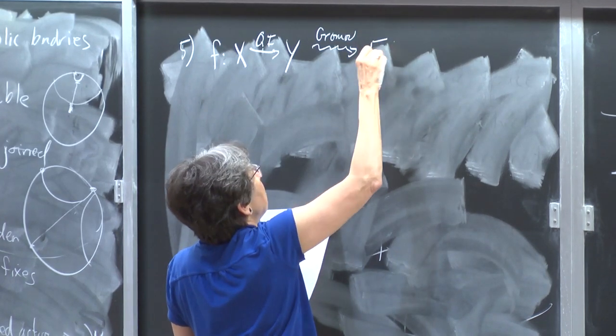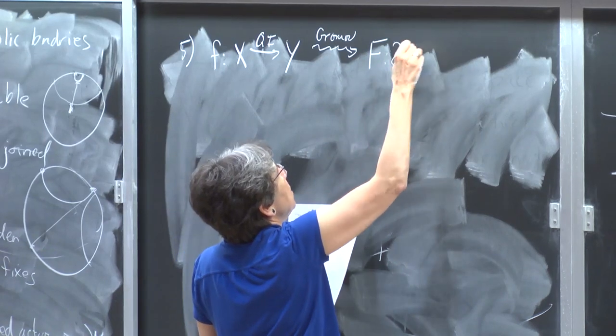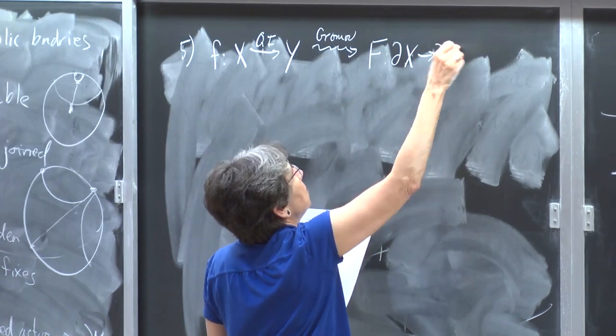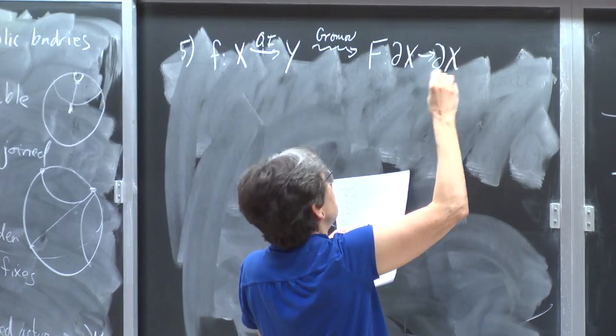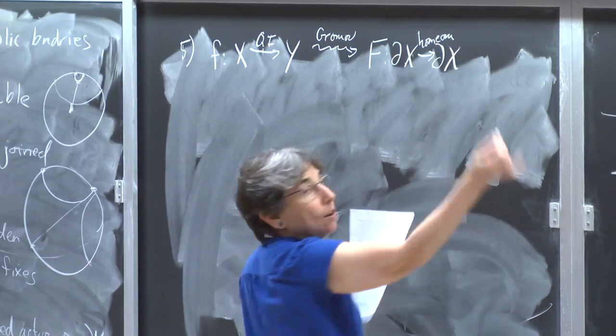Then I'm going to call it capital F now instead of boundary F, because you'll see why, because I want to go in the other direction. Then we get an induced map from boundary X to boundary Y, which is a homeomorphism. That's what that theorem says over there.